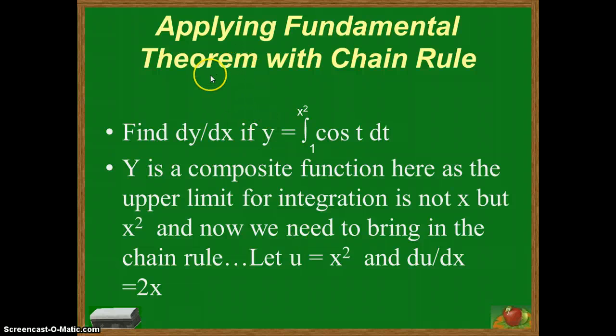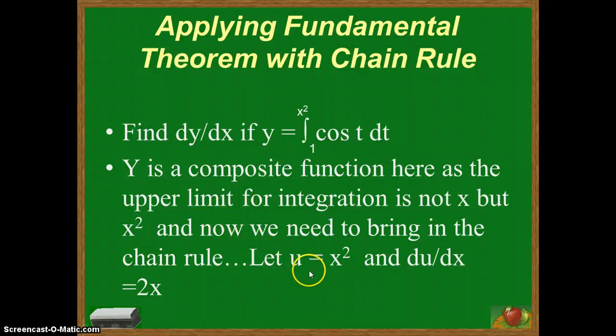How do you use the fundamental theorem if you have a composite function? Well, we have to bring out our old friend called the chain rule. So here's a sample. Let's find dy/dx if y equals the integral from 1 to x squared of the cosine of t dt. Notice that this is a composite because it's no longer x, it's x squared. y is a composite, and we have to use the chain rule.